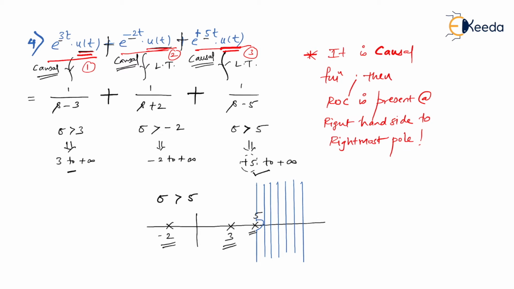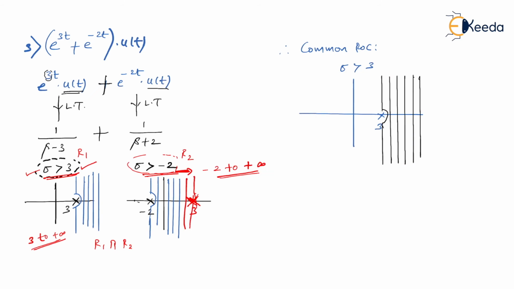So as you can see, your ROC is present to the right hand side, to the rightmost pole. So here 5 is considered to be the rightmost pole. So we are having ROC to the rightmost side. And also we will observe the same thing in question 3. Look at question 3. We had two poles, one present at -2, the other one present at +3.